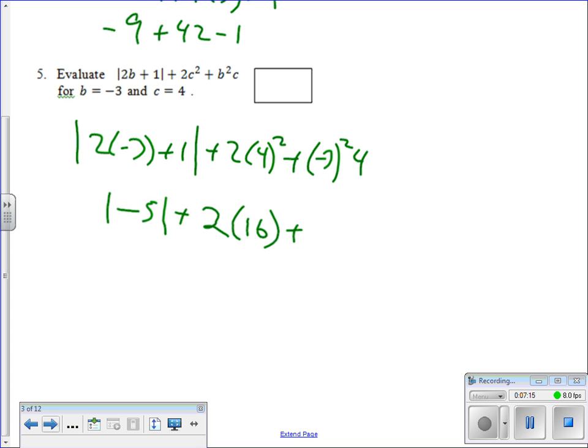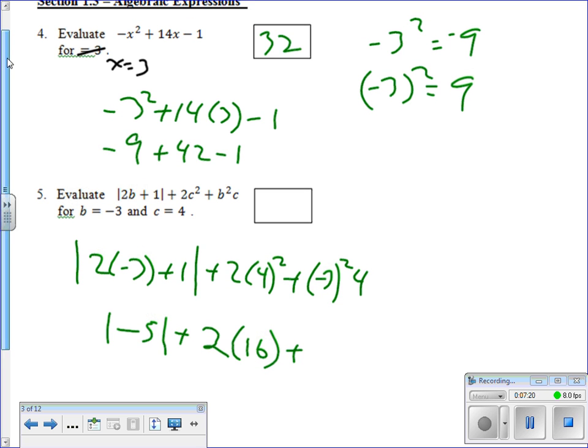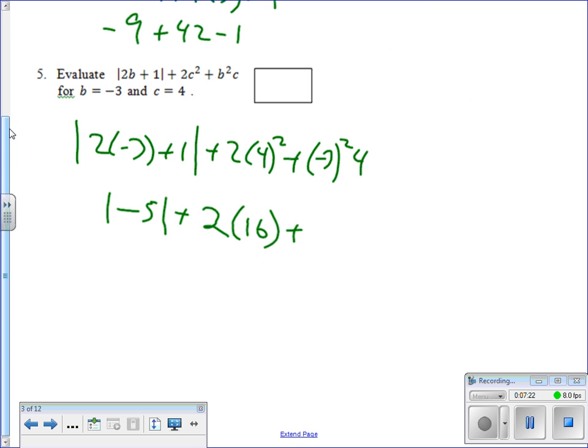And then plus negative 3 squared, as we discussed before, it's in parentheses. I'm squaring negative 3, so that one is positive 9. 9 times 4. So I have 5. 2 times 16 is 32. 9 times 4 is 36. 32 plus 36 is 68. 68 plus 5 is 73. Right?